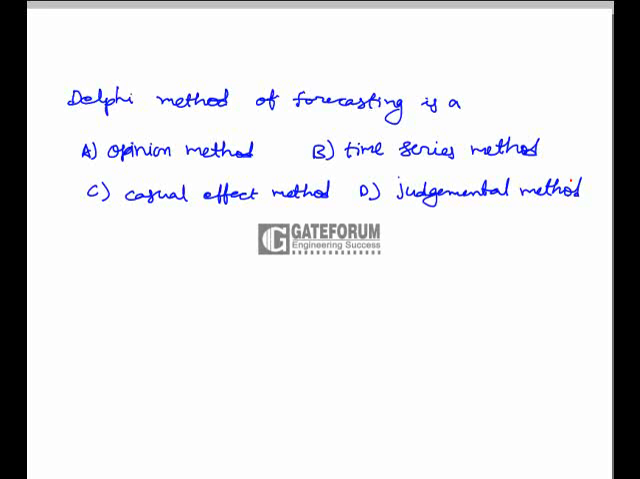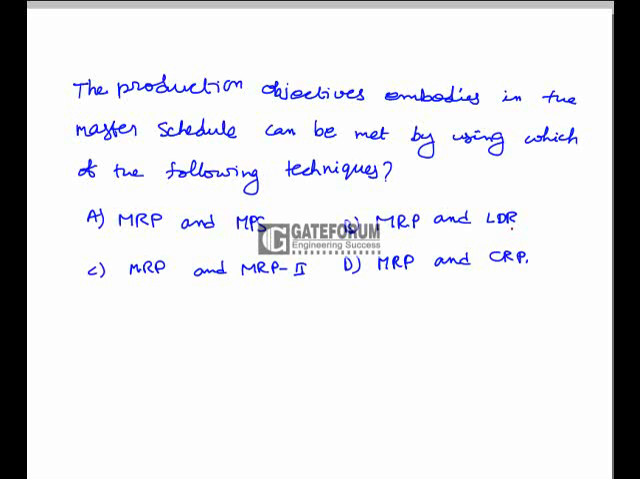Delphi method of forecasting is: here the options are opinion method, time series method, causal effect method, and judgmental method. And here the right option is opinion method. Objectives embodied in the master schedule can be met by using which of the following techniques. Here the options are MRP and MPS, MRP and LDR, MRP and MRP2, MRP and CRP. The right option is MRP and CRP.